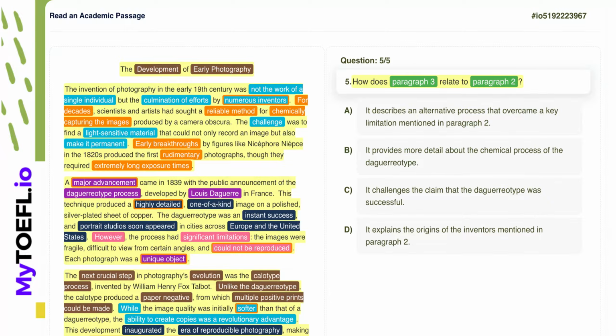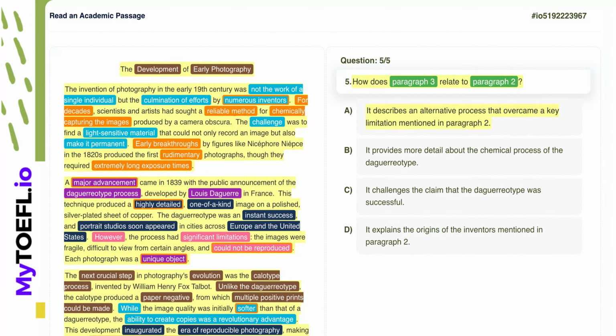Let's recap. Paragraph 2 introduced the daguerreotype and its success, but ended with its significant limitations, especially that it couldn't be copied. Paragraph 3 introduced the calotype, which, unlike the daguerreotype, could produce multiple positive prints. It seems like paragraph 3 presents a solution to a problem from paragraph 2. Let's evaluate option A together. It describes an alternative process that overcame a key limitation mentioned in paragraph 2.